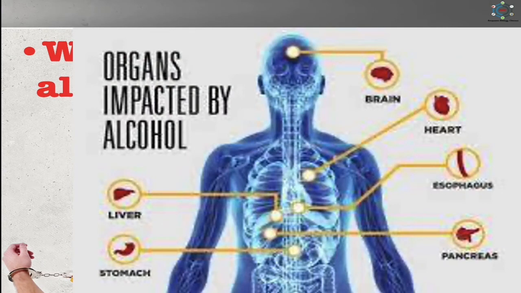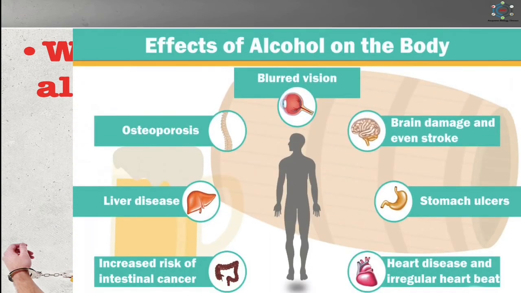The blood supply of internal organs is greatly reduced, resulting in a fall of temperature in them. Energy released by alcohol is not used in any life process. Rather, the energy derived from food is used up in ridding the body of excess heat. So here you can see that the organs impacted by alcohol are brain, heart, esophagus, pancreas, stomach and liver. So the effects of alcohol on the body are blurred vision, brain damage and even stroke, stomach ulcers, heart disease and irregular heartbeat, increased risk of intestinal cancer, liver disease and osteoporosis. So these are the effects of alcohol on the body.